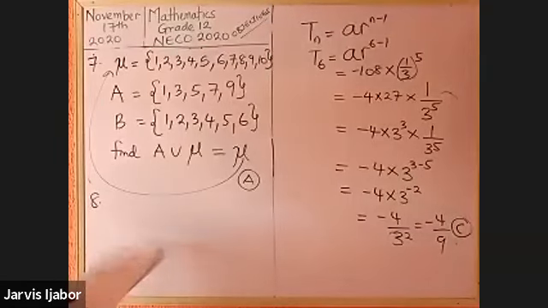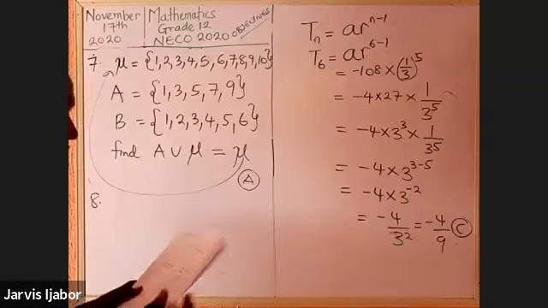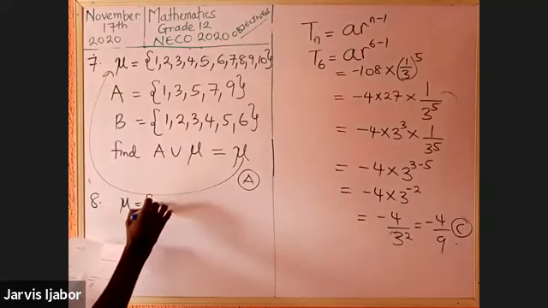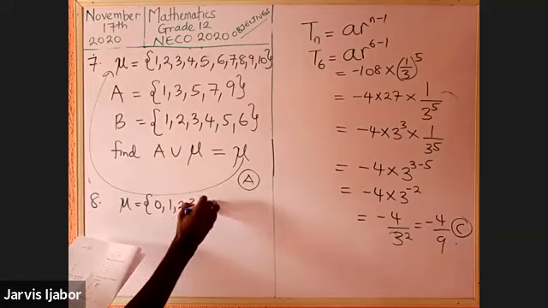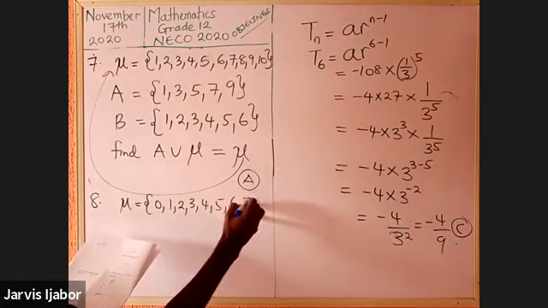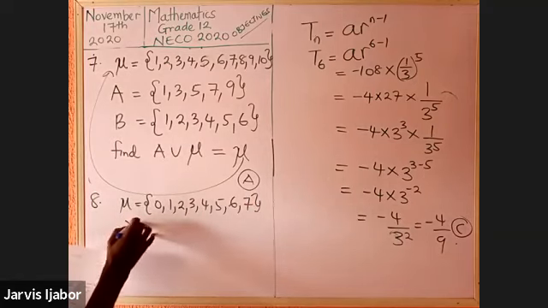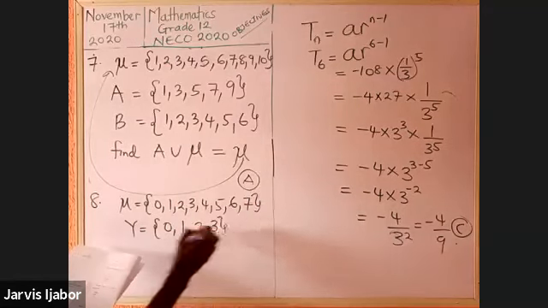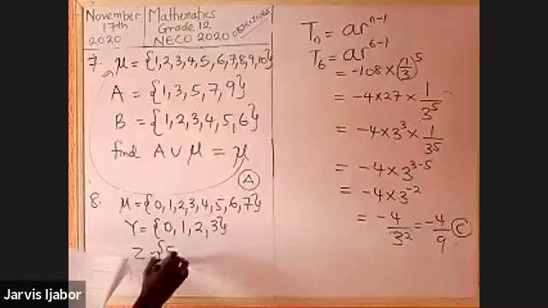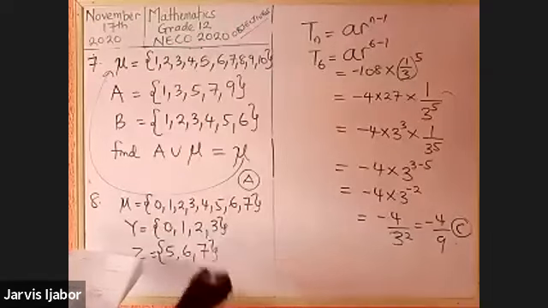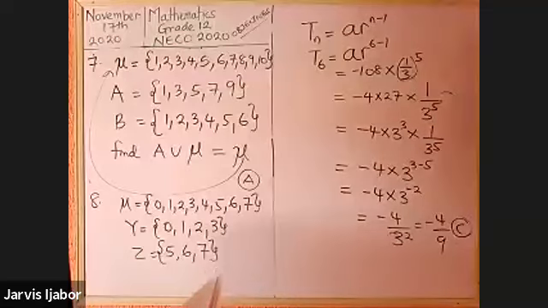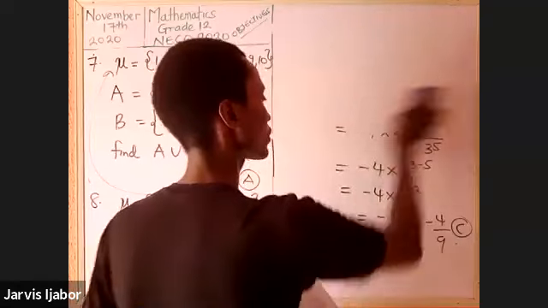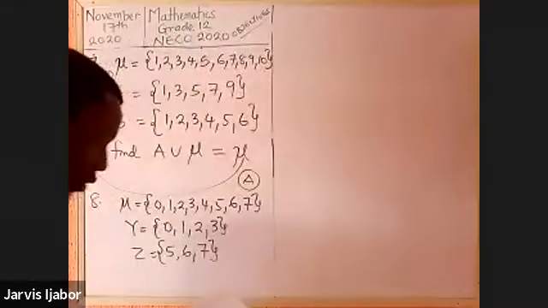Now, question 8 says, let the universal set be given as stated above. The universal set is given as 0, 1, 2, 3, 4, 5, 6, and 7. And then you're told that y is equal to what? 0, 1, 2, and 3. And you're told that z is given as what? 5, 6, and what? 7. Now, which of the following statements will be correct? So let's analyze each of the statements and see which one is actually going to be correct.